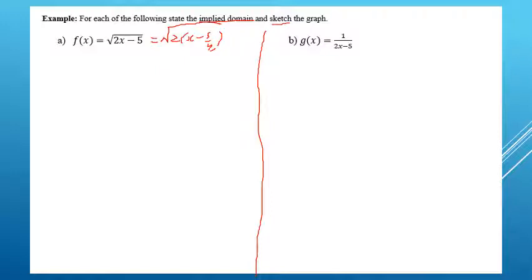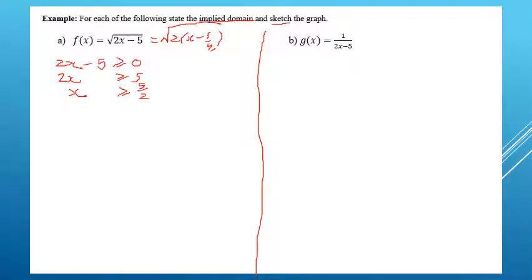All right, the implied domain here is what aren't we allowed to have under a square root? We're not allowed to have negative numbers, so this rule under the square root, 2x take 5, has to be greater than or equal to 0. So if we solve this, we add 5 to both sides, so 2x is greater than or equal to 5, and divide both sides by 2 because it's a positive number. We don't change the inequality, and we get x must be greater than or equal to 5 on 2.